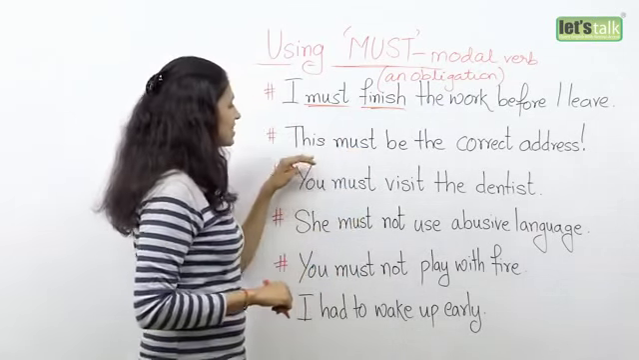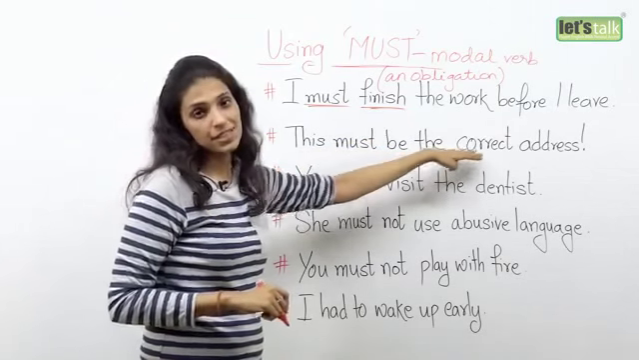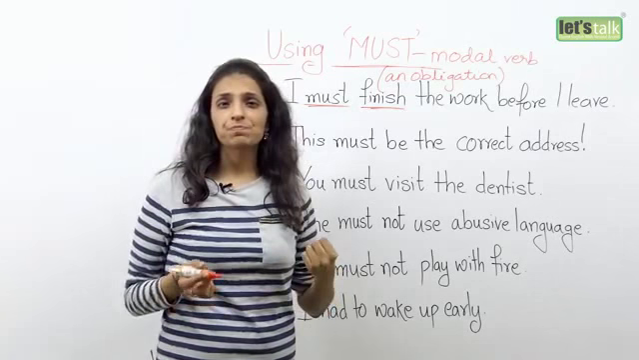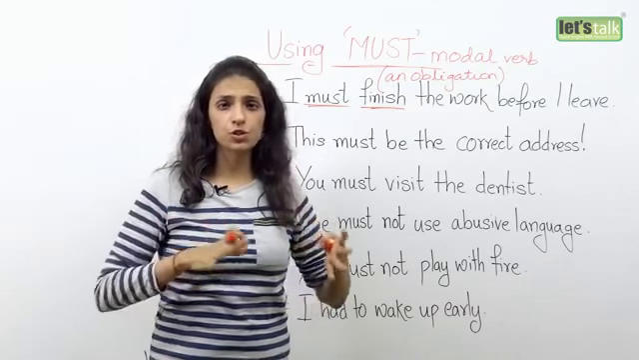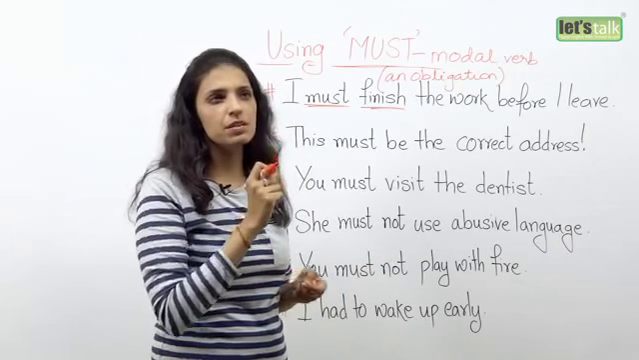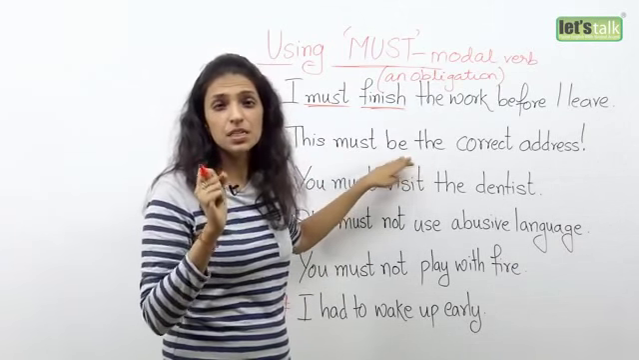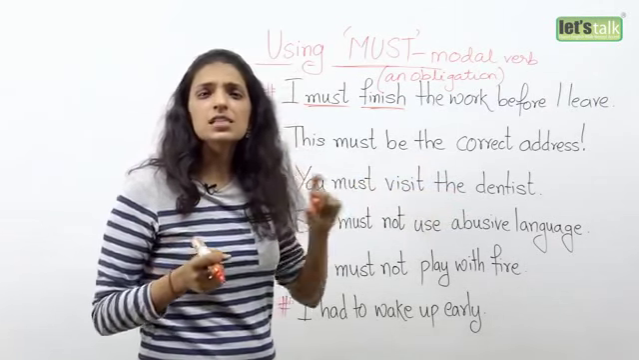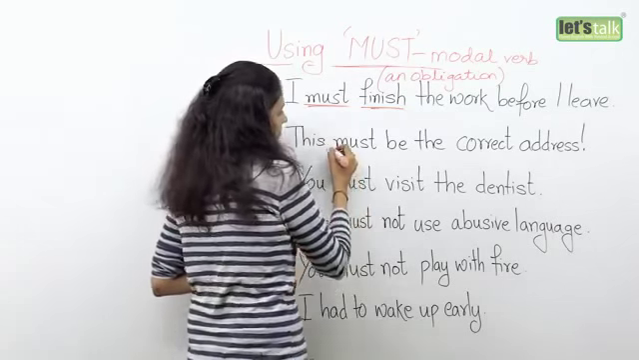The next sentence, this must be the correct address. Now, supposing you are searching for your friend's new apartment and you're close to it, you're almost there, and you just kind of gauge, you assume this must be the correct one. I think we've reached the place. This must be. Now, this does not mean that it has to be the correct one. It's a logical certainty.